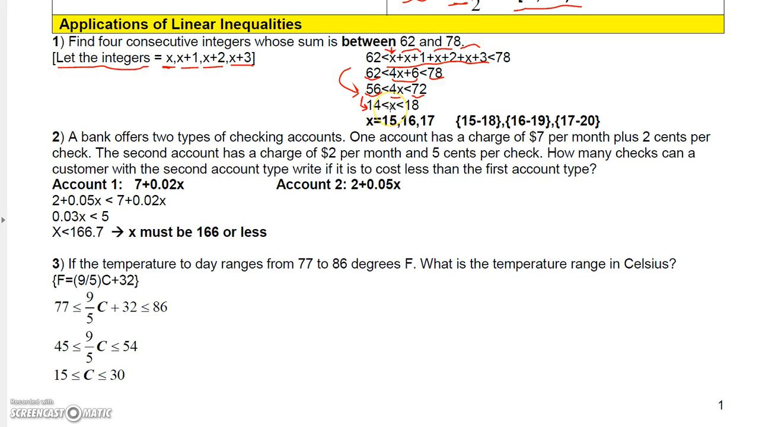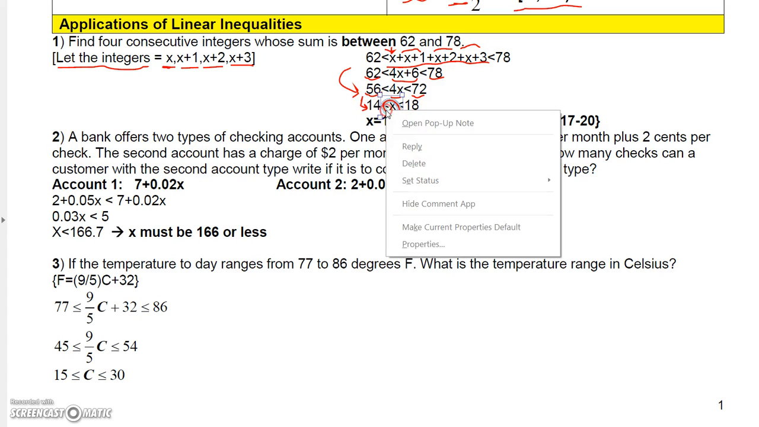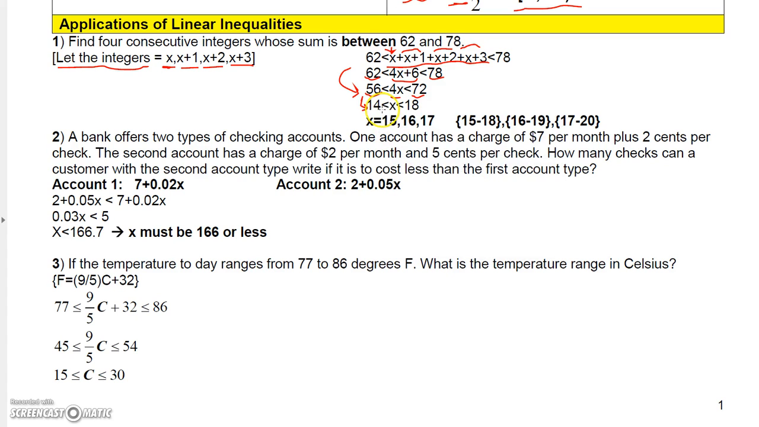Now, notice, look at this real close. What does it say about x? It says x must be between 14 and 18. The only integers that fall between 14 and 18 are 15, 16, and 17. So that means for 15 we're going to have a group of answers, for 16 we're going to have a group of answers, and for 17 we're going to have a group of answers.